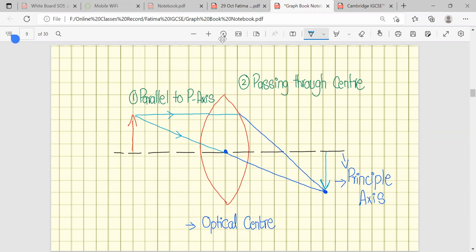Normally we draw a ray diagram to identify and discuss the nature of the image at different distances of an object. That's why we draw a ray diagram, so it becomes very easy for us to identify the nature of the image, right? So these are two types of ray orientation. You need to always remember these two principles. These are the basic principles for ray orientation.